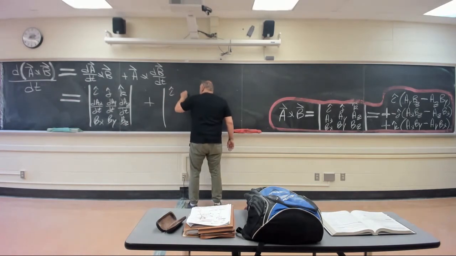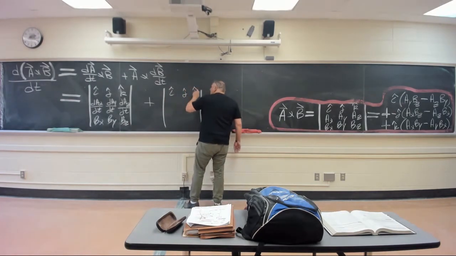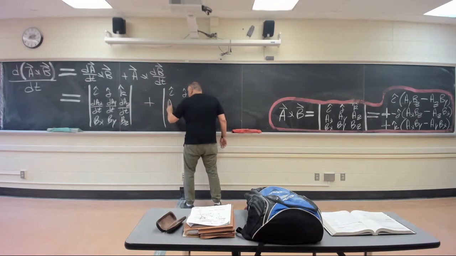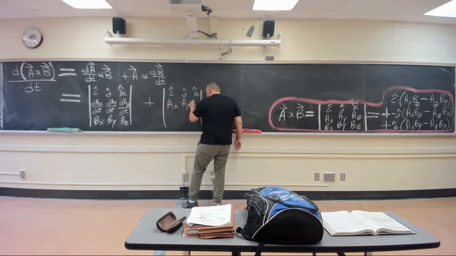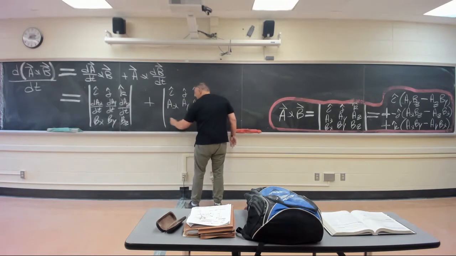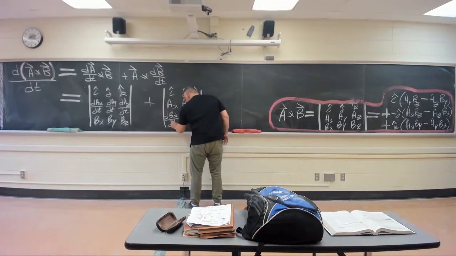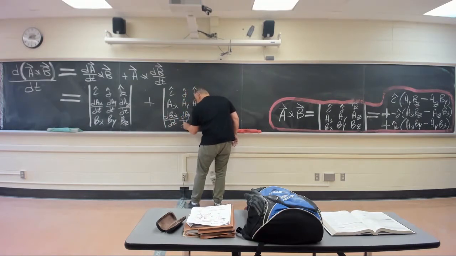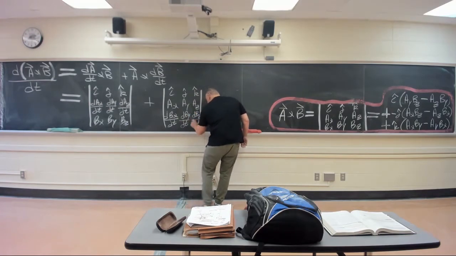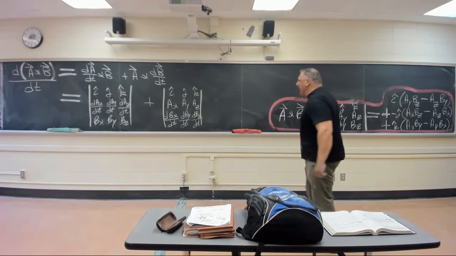This is i hat, j hat, k hat. It's ax, ay, az, dbx dt, dby dt, dbz dt. I hope I'm writing about as big as I can write, guys.